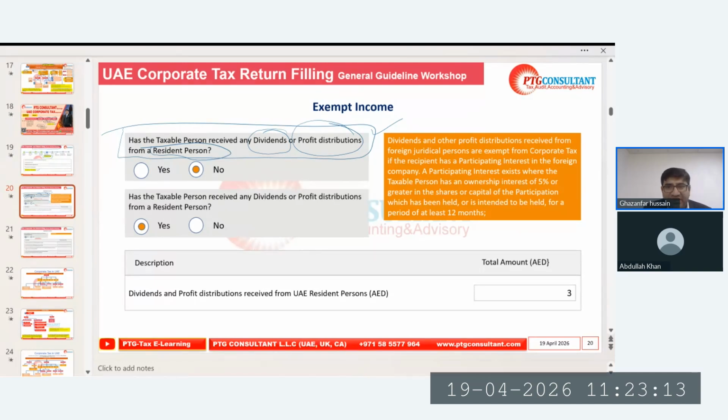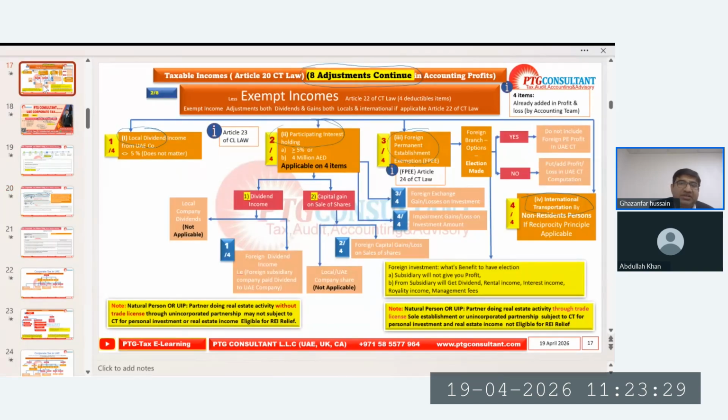Would anybody like to clarify our last session's learning regarding exempt income, where we understood the dividend, profit distribution, and the resident? So this is our last slide where we understood the exempt income. It will be exempt under which scenario? When we are receiving the local dividend from a UAE company, it will be exempt.